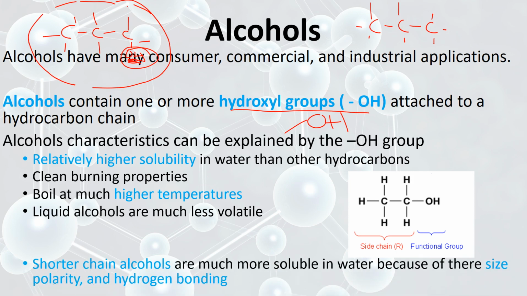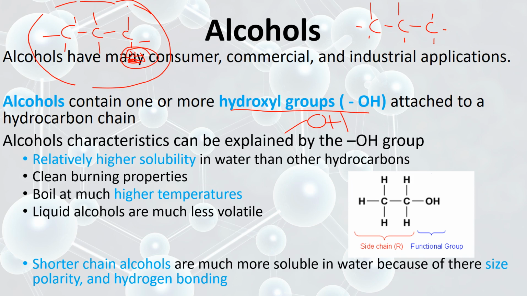So here we go. Short chain alcohols are much more soluble in water than longer chain alcohols. So for example, ethanol is more soluble in water than nonanol. Right?